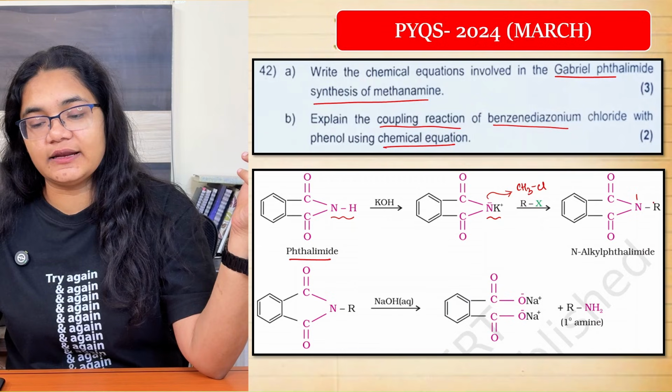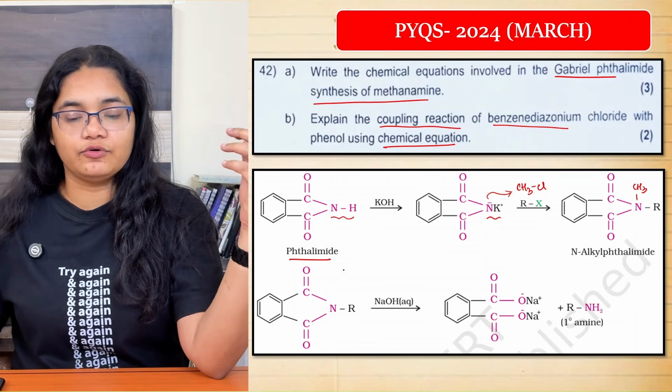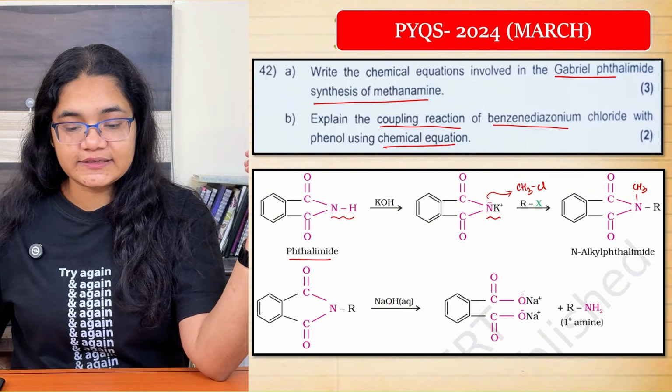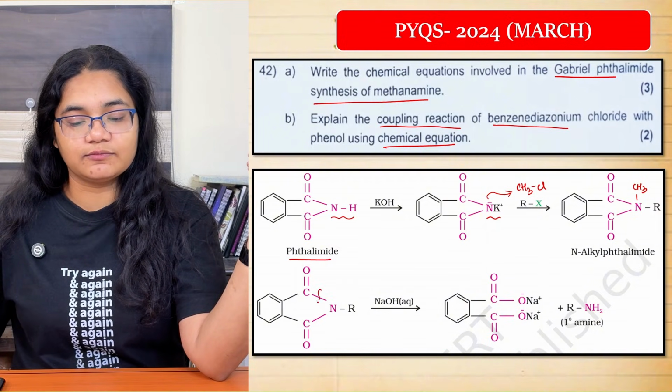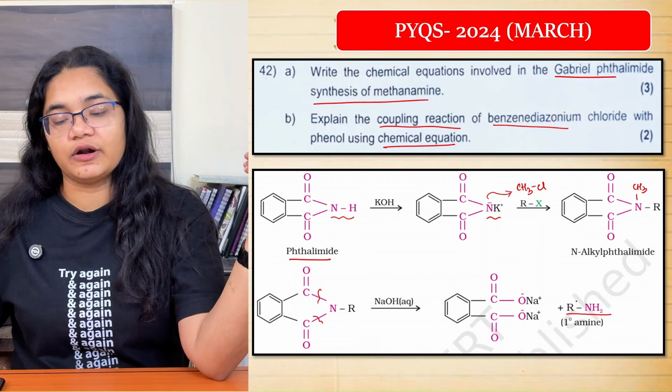So here, in place of this R, you will get NCH3. Okay, and after that, if you just treat it with NaOH, this bond will break and you will get CH3NH2 as a product.